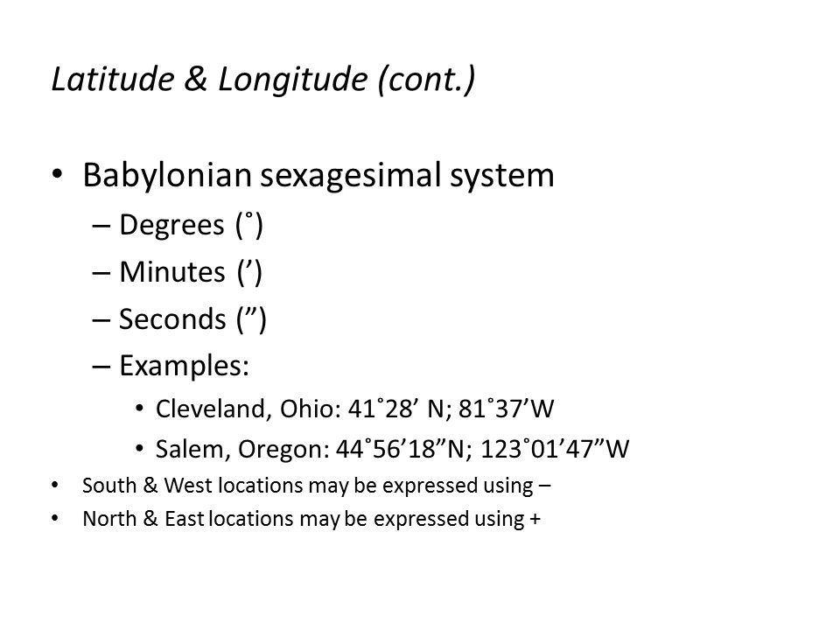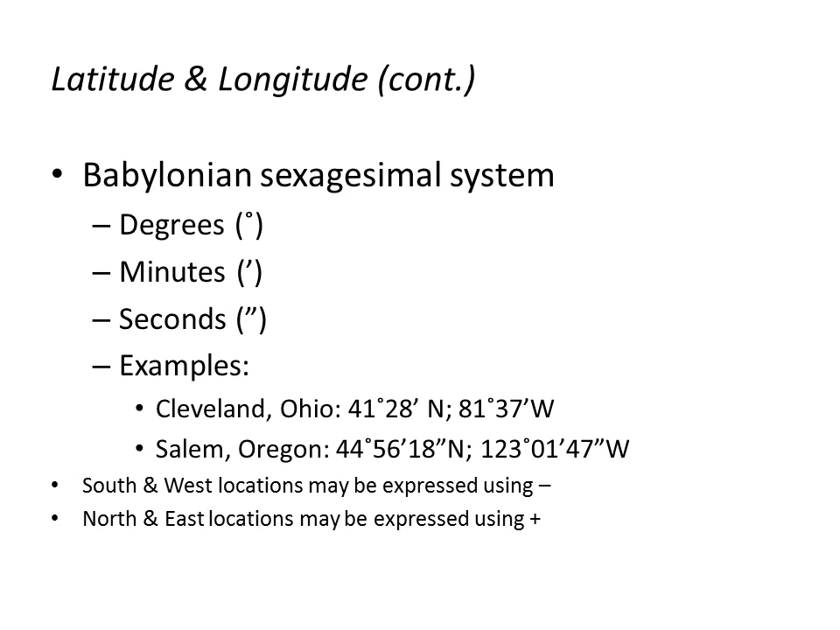We measure and indicate latitude and longitude using a system that goes back to the Babylonian sexagesimal system. Thus, we talk about latitude and longitude in degrees, minutes, and seconds. For example, we would describe the location of Cleveland as being 41 degrees, 28 minutes north, and 81 degrees, 37 minutes west. Salem, Oregon, on the other hand, would be 44 degrees, 56 minutes, and 18 seconds north, and 123 degrees, 1 minute, and 47 seconds west. South and west locations may also be expressed using the minus sign as opposed to the directional notation.